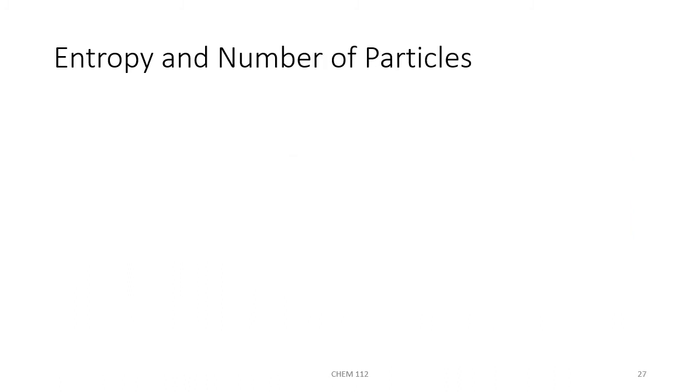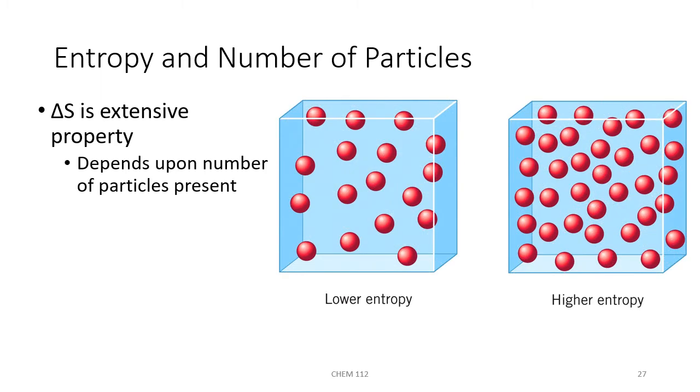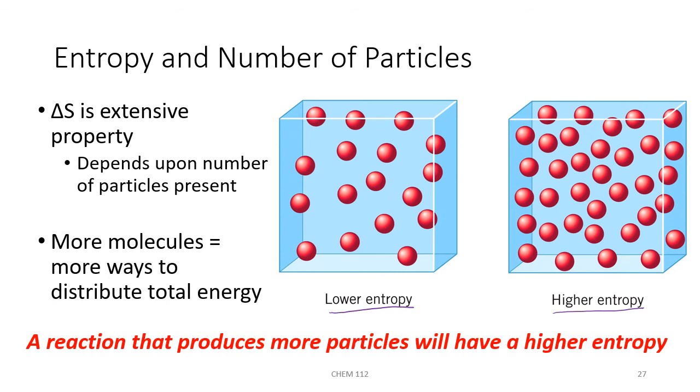The number of particles is another way to predict whether there has been an increase or decrease in entropy. Delta S is an extensive property, which means that it depends directly upon the number of particles that are present. If we look at the box on the left and the box on the right, the left has a lesser number of particles and therefore a lower entropy. The box on the right contains a much greater number of particles and will have a higher entropy, or more disorder. The more molecules there are, the more ways there are to distribute the total energy. A reaction that produces more particles will end up having a higher entropy than one that produces fewer particles.